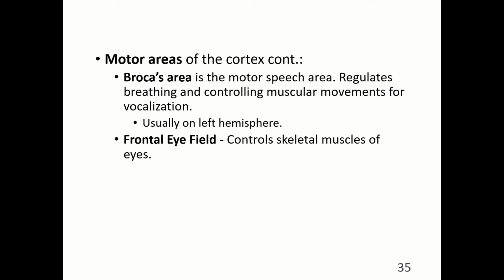There are other motor areas found in the frontal lobe. The Broca's area is the motor speech area. It regulates breathing and controlling muscular movements for vocalization. It is usually located on the left hemisphere. The frontal eye field controls skeletal muscle movement of the eyes. So these are all voluntary movements in the frontal lobe. Voluntary skeletal muscle movements, voluntary speech movements, and voluntary eye movements.